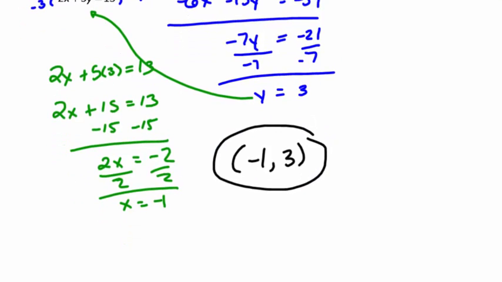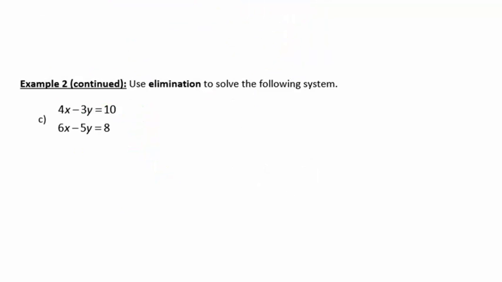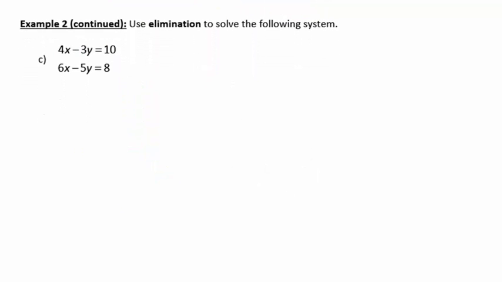Alright, next page. We're going to use elimination to solve this system. Again, let's check out both variables. If I get rid of my x's, I could make those both 12s. If I get rid of my y's, I could make them both 15s. So we're going to go with our 12s. It's just a smaller number, keeps things simpler.